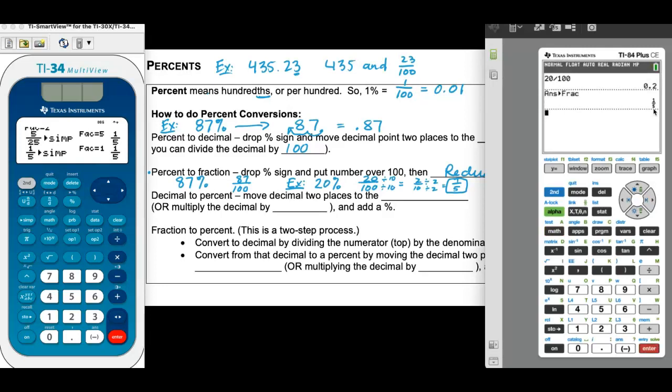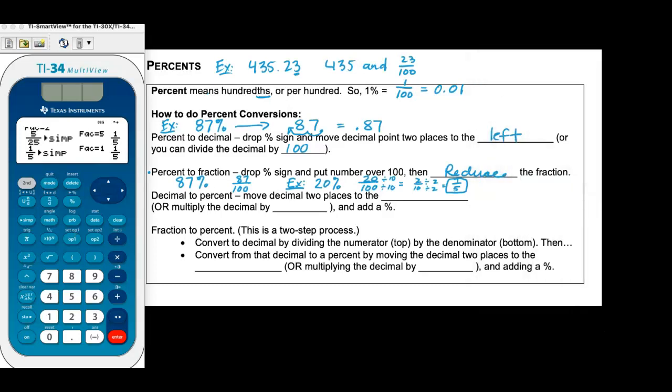Now with the graphing calculator, you don't have to worry about, did I reduce it enough? Because it automatically reduces it to lowest terms, as opposed to what the 35 or the 34 does. It'll reduce it a little bit at a time. So hopefully that'll help you if you're not great at reducing by hand.